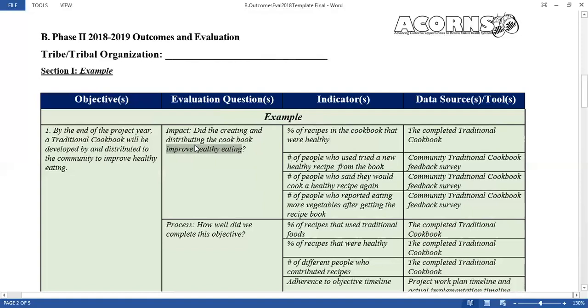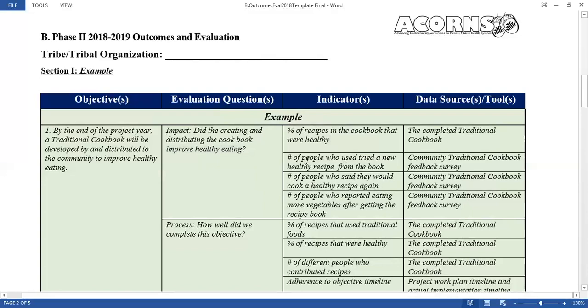And maybe that means in your planning, you want to have a little logo or an image on each of the recipes that you consider healthy recipes. And then that way the people that you're giving the cookbook to would also know which of those recipes are healthy ones. So another way to try to answer this question of did it improve healthy eating in our community was the number of people who said they would cook a healthy recipe again.